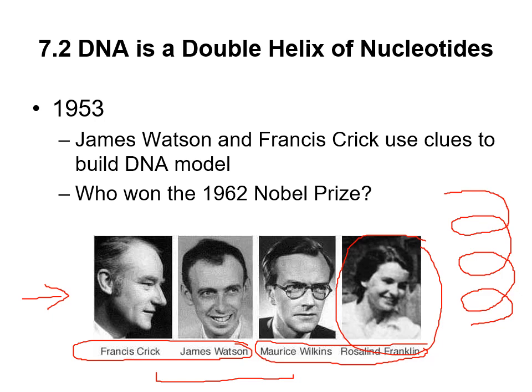Now, here's where it gets a little bit murky, shall we say. When the Nobel Prize was handed out, it was given to three people. It was given to Crick, it was awarded to Watson, and the third person was Wilkins. So what happened to Miss Franklin?